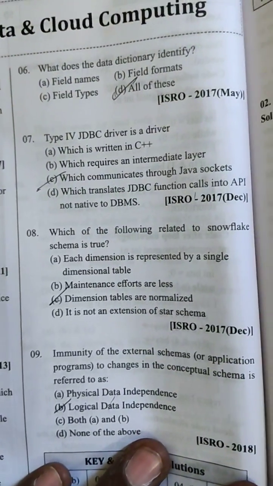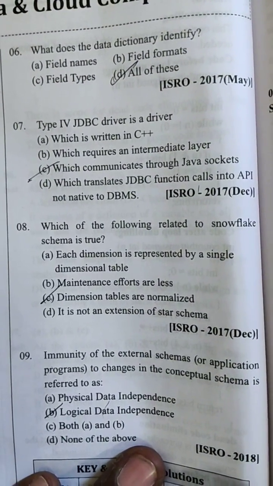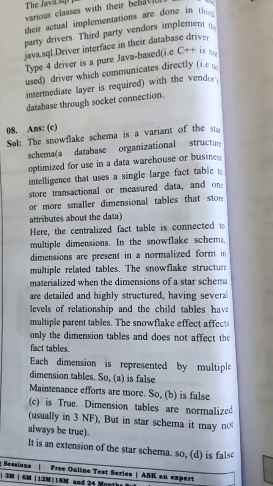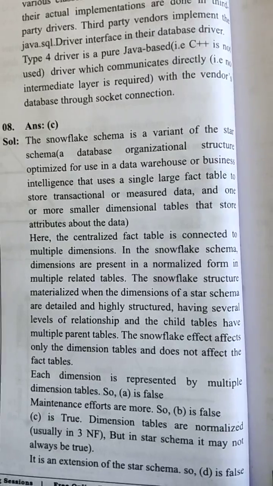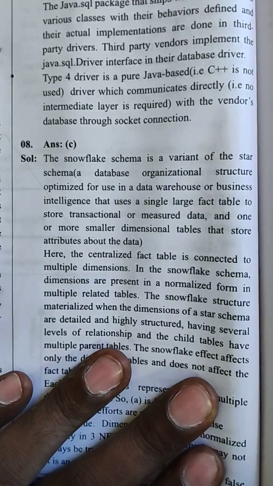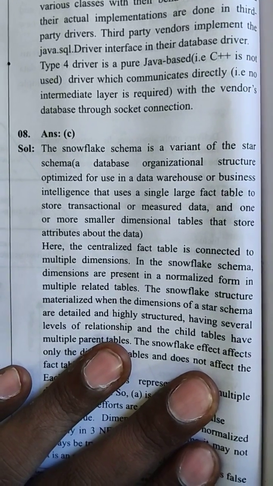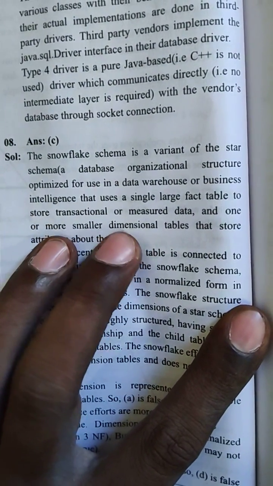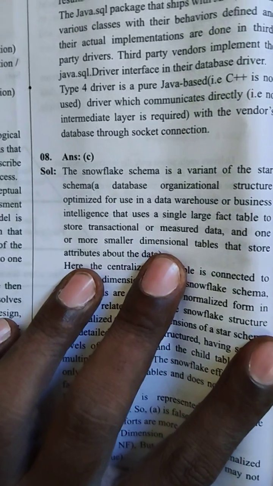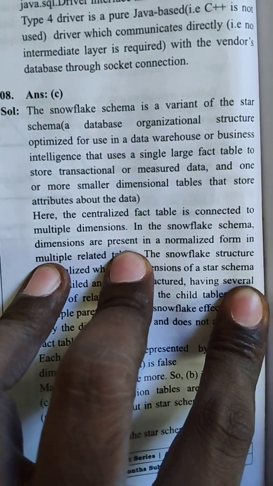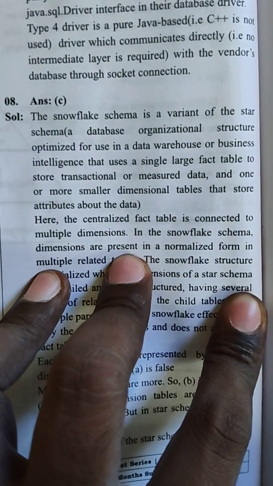Which of the following related to the snowflake schema is true? Dimension tables are normalized. A snowflake schema is a variant of the star schema. The original star schema contained a database structure optimized for use in data warehouses or business intelligence. It uses a single-layer fact table to store transactional or measured data and one or more smaller dimensional tables that store attributes. Here the centralized fact table is connected to multiple dimensions.